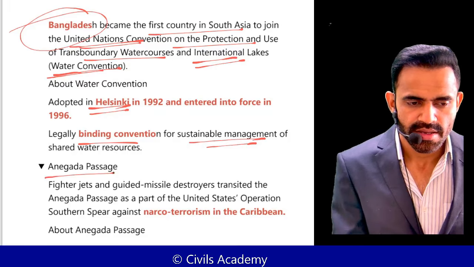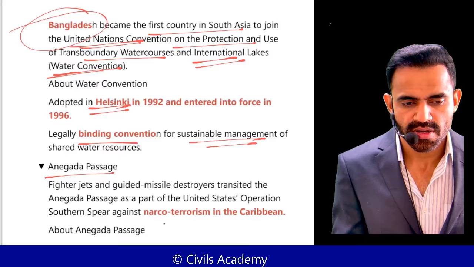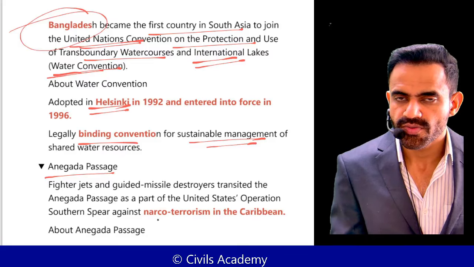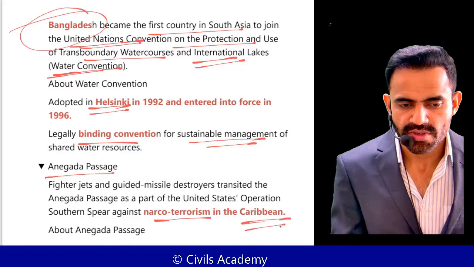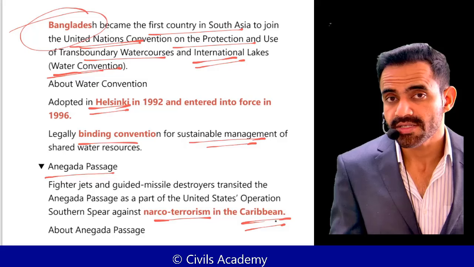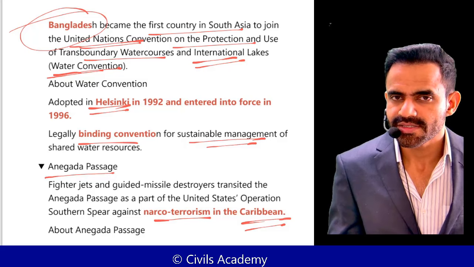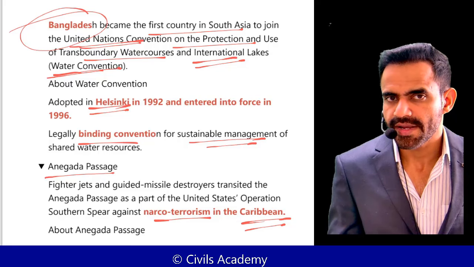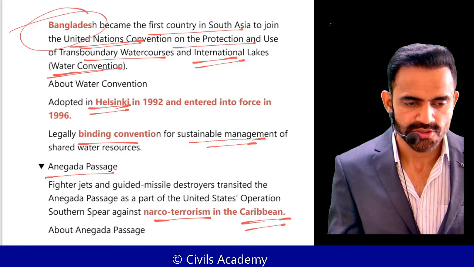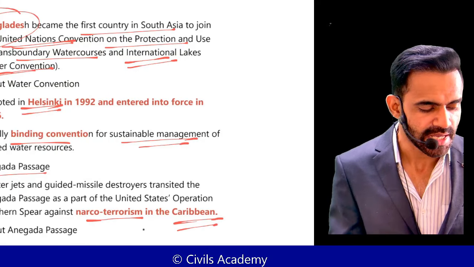Okay. Next is Anegada Passage. So this was in news because of the attack, or basically the US is saying that there is narco terrorism in the Caribbean area, and that's why the US attacked that. What is narco terrorism? In a very simple sense, the US is saying that these people are selling drugs, they are arranging money, and then they are financing terror operations. Okay, so now have a look at the geographical location, because this can be asked.